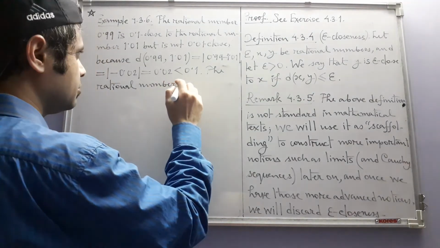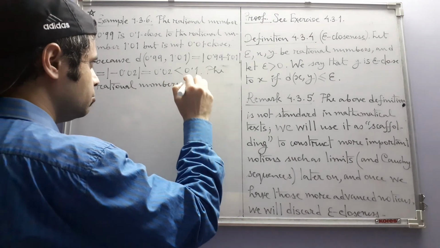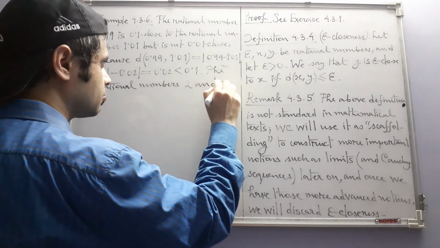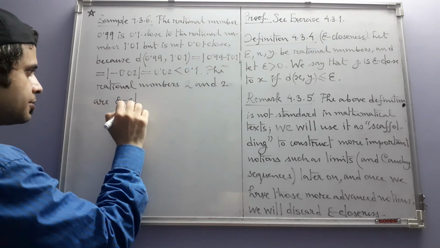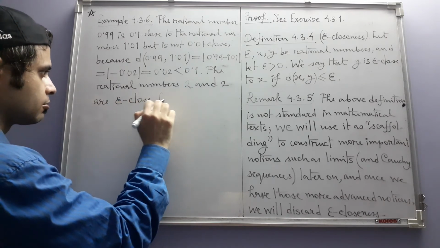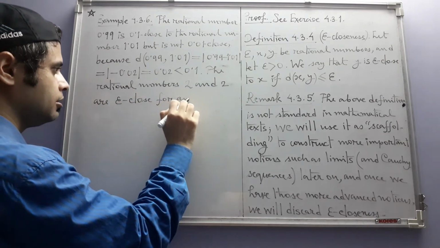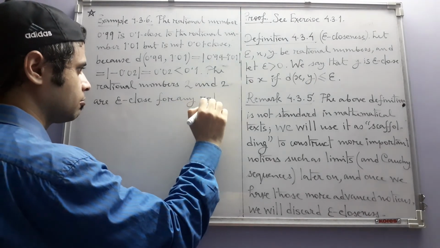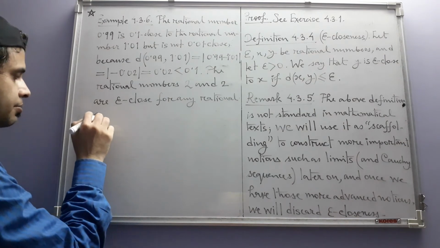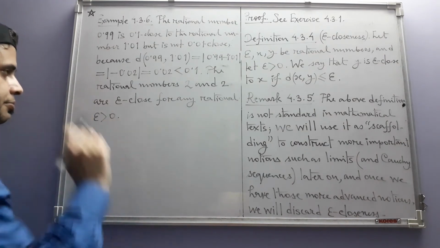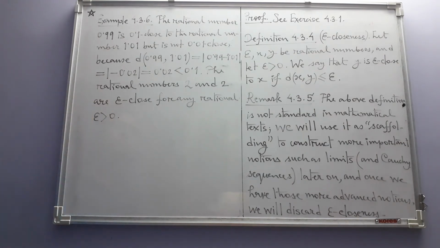Okay, the rational numbers 2 and 2 are epsilon close for any positive rational number epsilon.